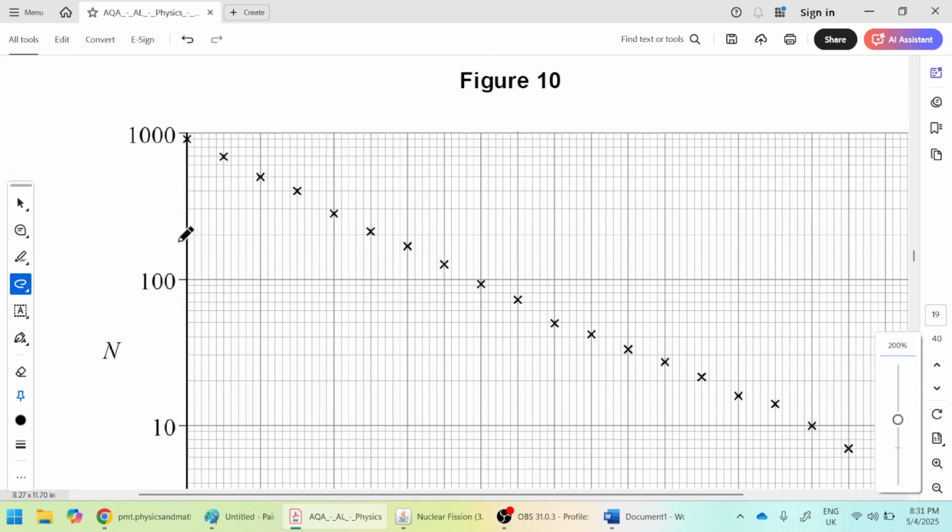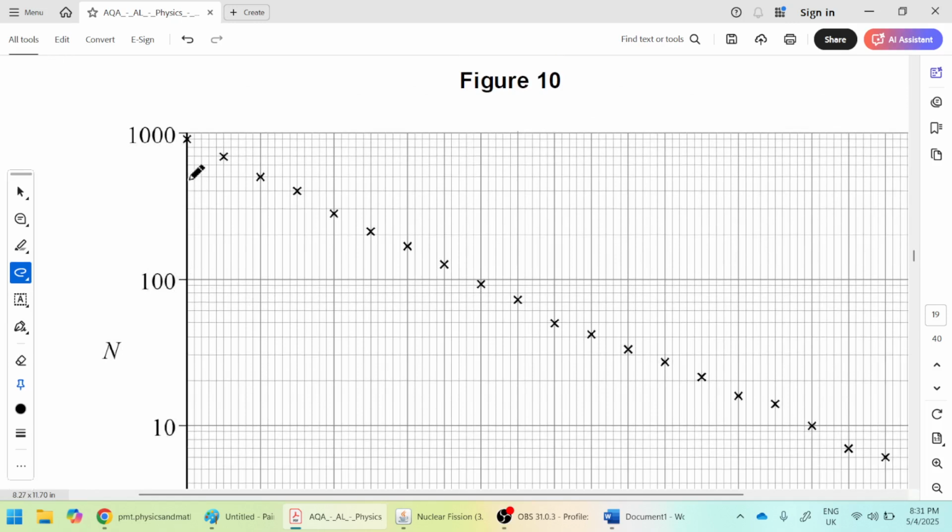I'm blind. 200, 300, 400, 500, 600, 700, 800, 900. Oh, this top one is 1000. Okay, so we are starting at 900. So we are looking at 450. This is 200, 300, 400. This is 500. This is 450. Going over there, we are looking at a point somewhere over here.